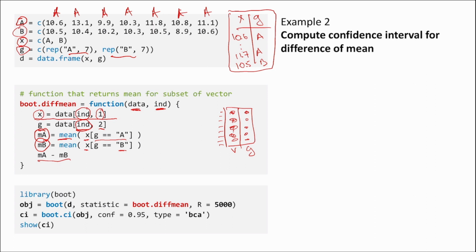If you replace mean with median, then you will compute the difference of median values. So without any theoretical distribution, you can compute a confidence interval for the difference of medians. The rest is the same. You simply provide your data frame here. You simply specify this function that you have here, the number of iterations, and then the rest is the same. It's only the function and the data set which are different.